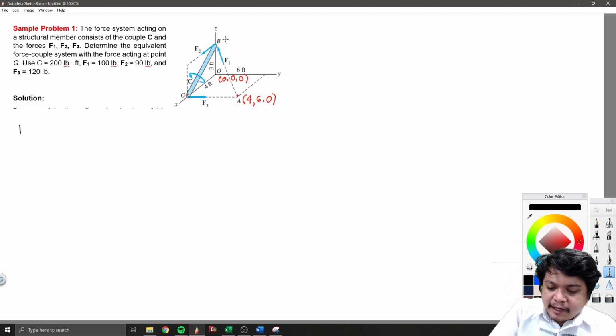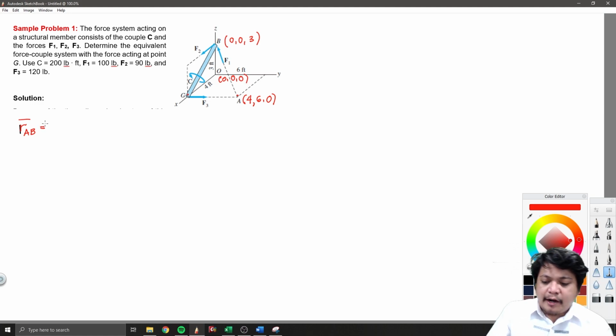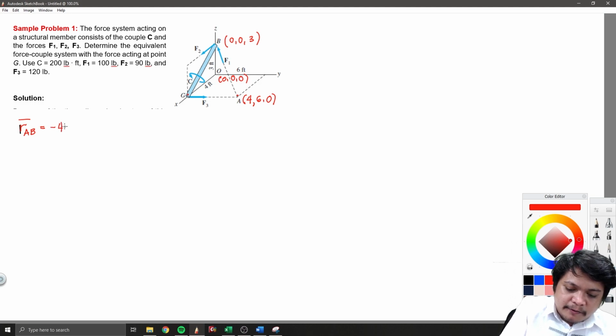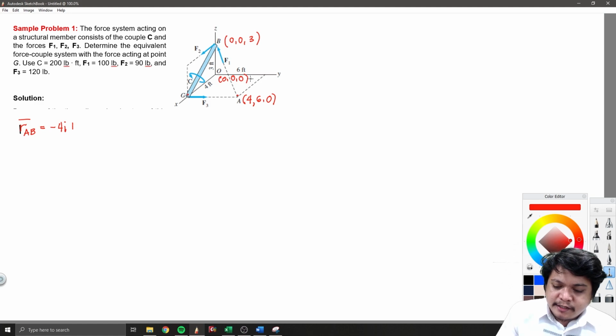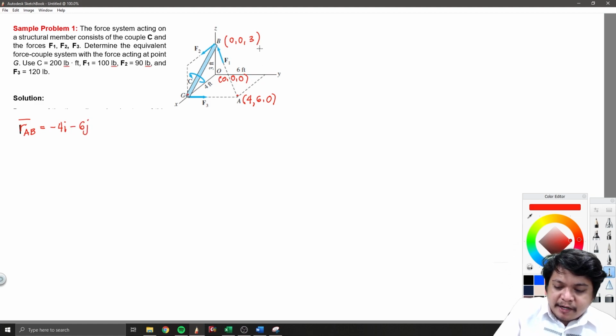Eto pala yung isa. Lagyan natin pala to. We will be having here 0, 0, and then you will be having this string. Okay? So, kunin natin si RAB. Okay, RAB, 0 minus 4, negative 4i, plus 0 minus 6, negative 6j, and then 3 minus 0 plus 3k.